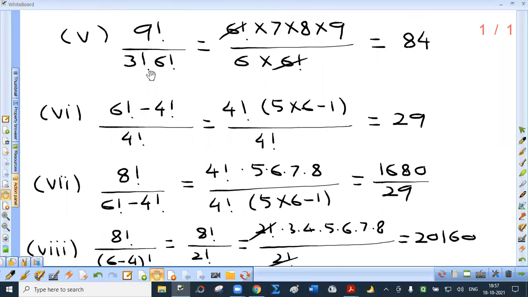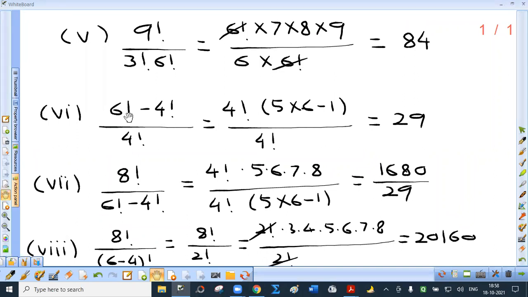Okay, fifth one, 9 factorial upon 3 factorial, 6 factorial. Basically, 9 is greater than both 3 and 6, but 6 is greater than 3. So 9 factorial is what? 6 factorial. Go on adding 1 unless you get greater. So 6 factorial gets cancelled. 3 factorial is 1 into 2 into 3. So result is 84.